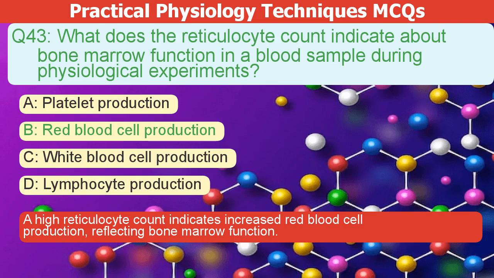The correct answer is B. A high reticulocyte count indicates increased red blood cell production, reflecting bone marrow function.